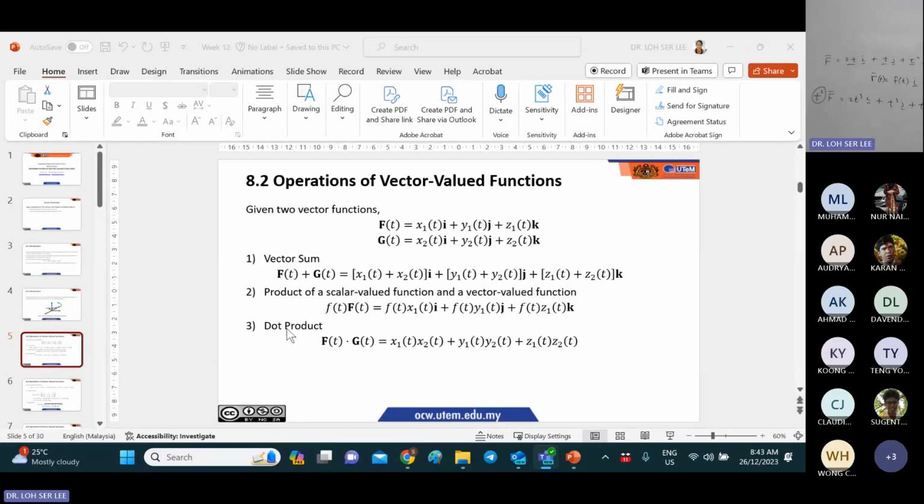The third one is the dot product. We multiply the first component of F by the first component of G: F dot G is x1 times x2, plus y1 times y2, plus z1 times z2, and we sum up all of these. The output of the dot product is not a vector, because you don't see the i, j, k anymore. These are all scalar functions.